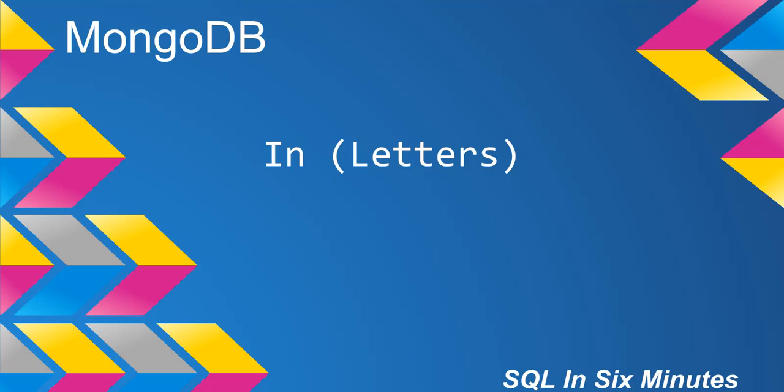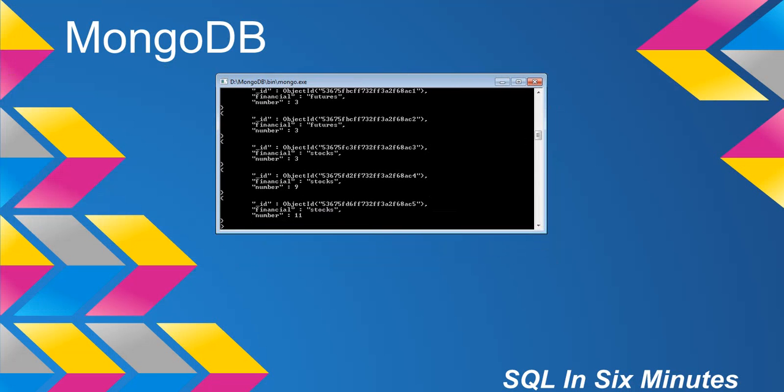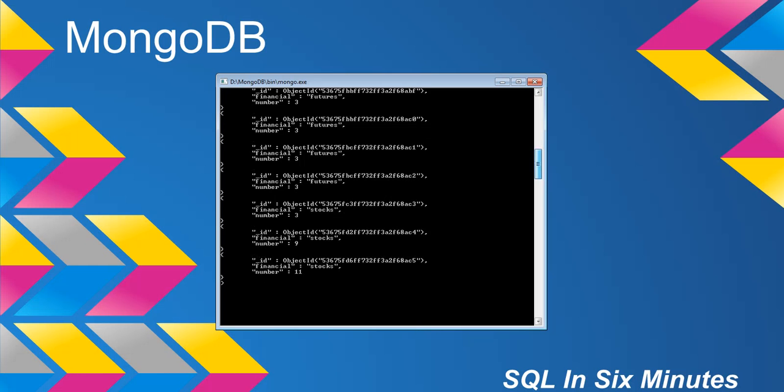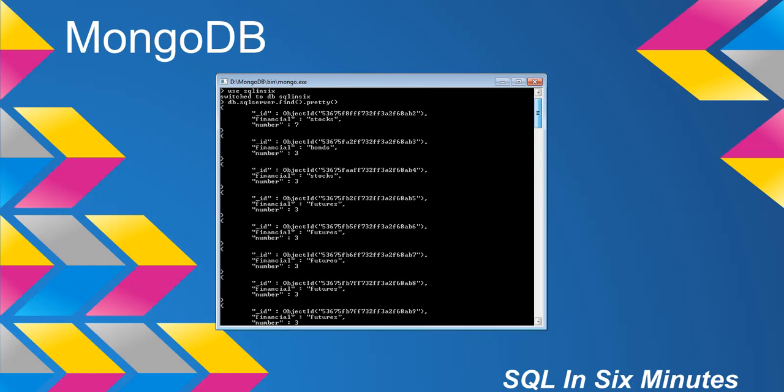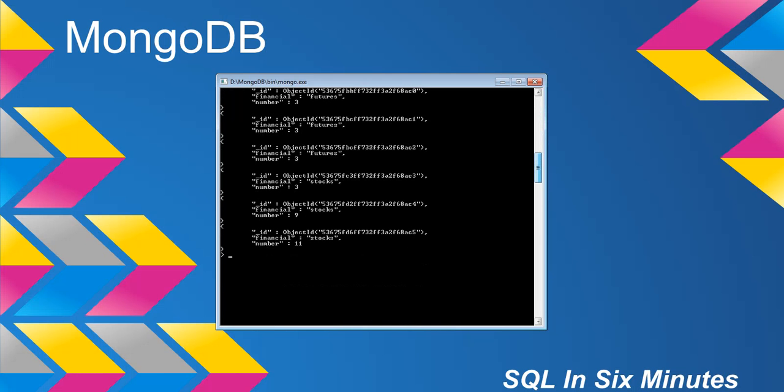So the first thing we want to do here is look at our collection SQL Server, and we're going to be looking at the key financial. And you'll notice we have stocks and we have bonds and we have futures. And so what we want to do here is look for all of the values that are in either stocks or bonds.